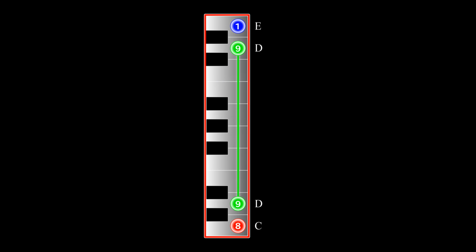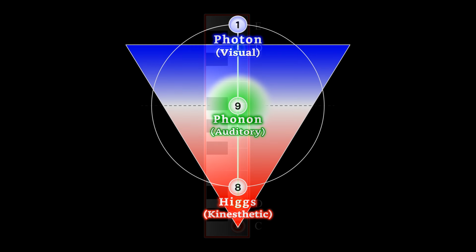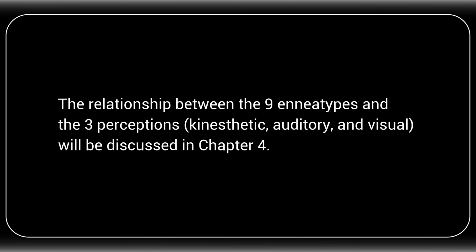That is, when the function of point 9 is activated on the essential level, it includes the massive sound of point 8 as well as the light sound of point 1. That is the process of grounding and ascending. Note: The relationship between the 9 enneatypes and the 3 perceptions, kinesthetic, auditory, and visual, will be discussed in Chapter 4.